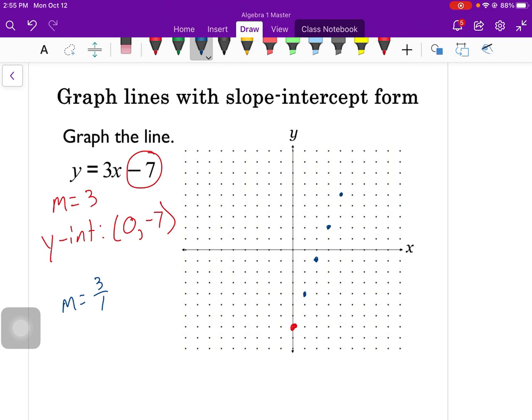Up 3, right 1. Up 3, right 1. Up 3, right 1. You can just keep doing that forever. Now, I could also go down 3, left 1. That's going to be the same thing.